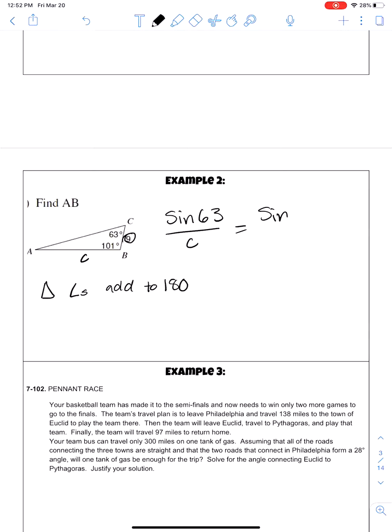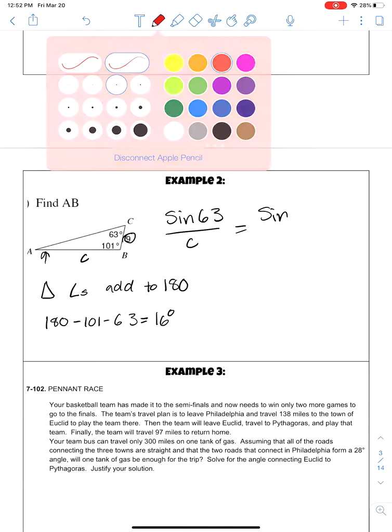So we can solve for that missing angle A there simply by subtracting from 180. So we're going to take 180 minus 101 minus 63. And that's going to give us our missing angle here, which is 16 degrees. So this angle A is going to be 16 degrees. So I'm going to plug that in there.